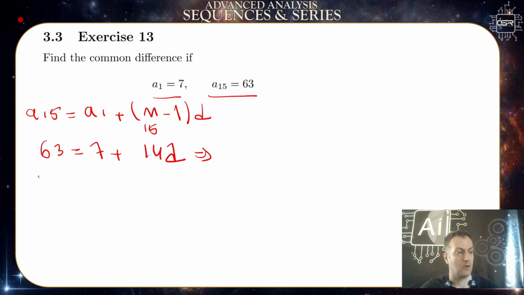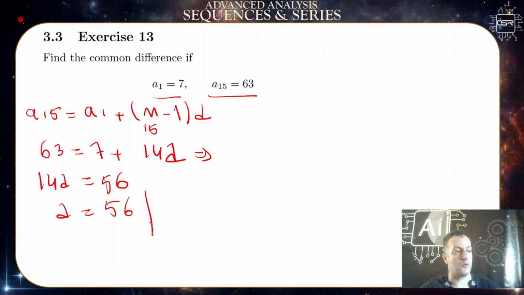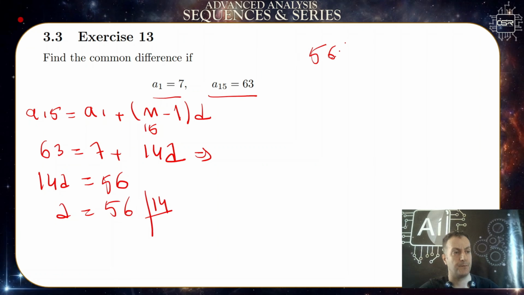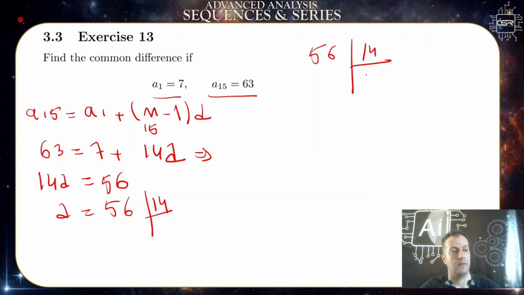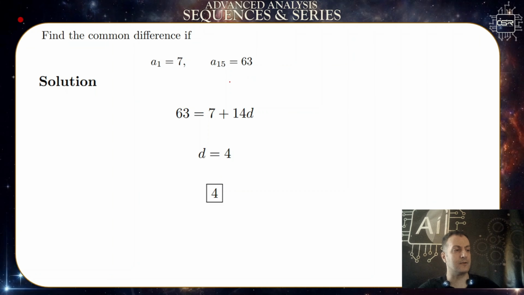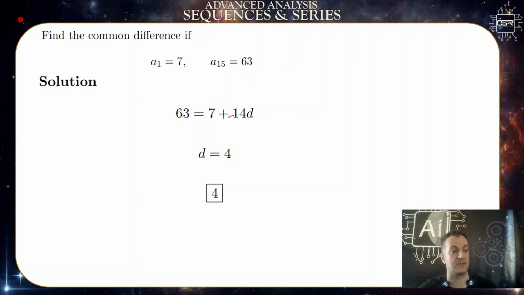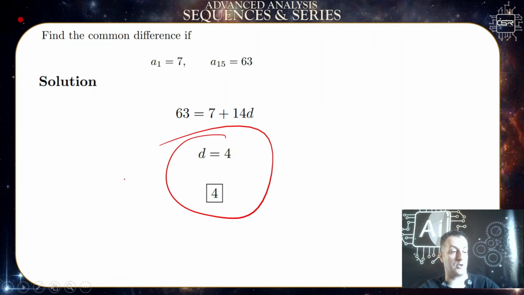So 14d is equal to 63 minus 7. That would be 60 minus 4 or 56. So d is equal to 56 divided by 14. Okay, so 4 times 14 is 56. Hence, the difference is equal to 4. And here's the solution: 63 equals 7 plus 14d, and d equals 4.